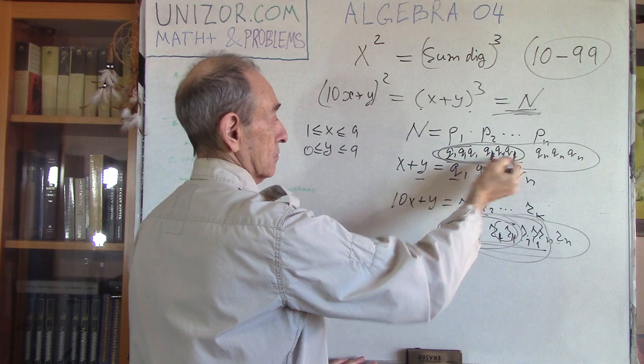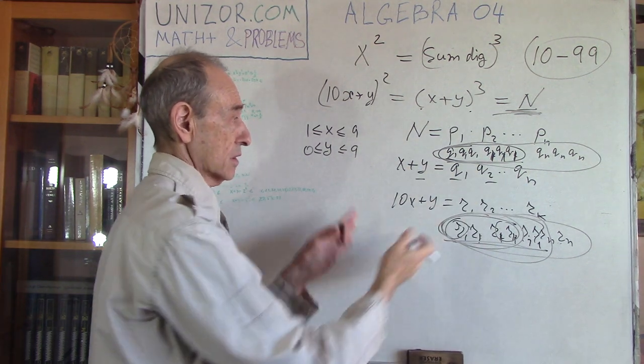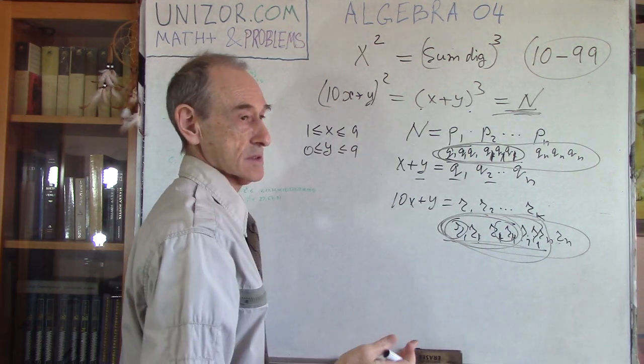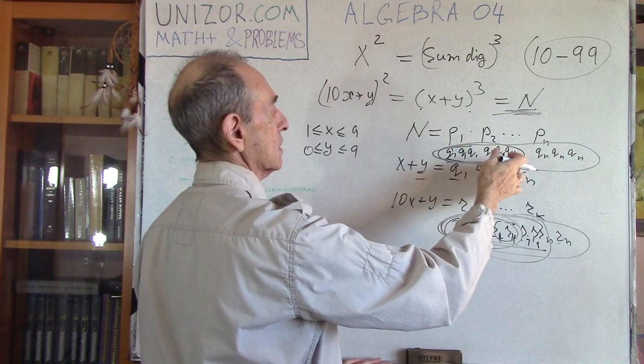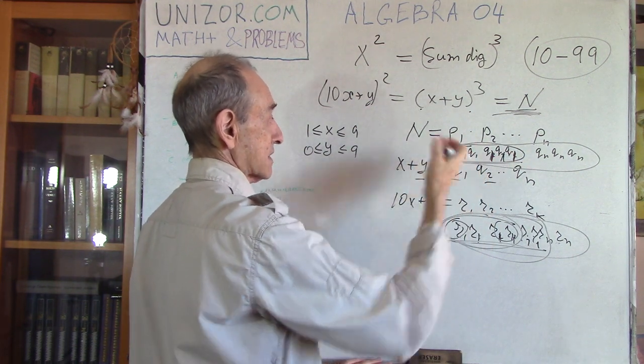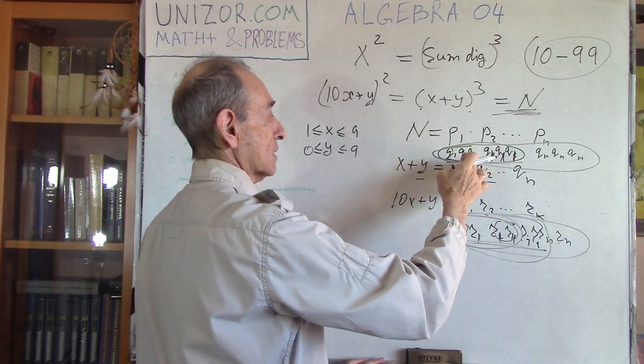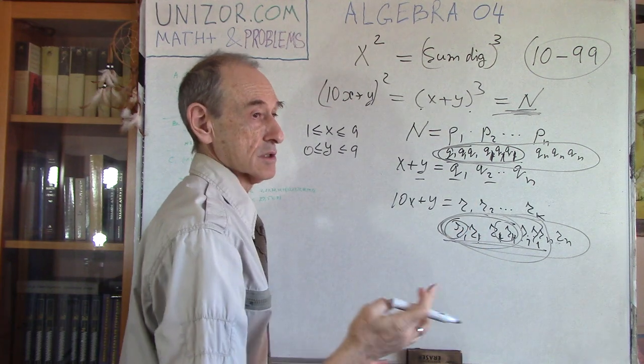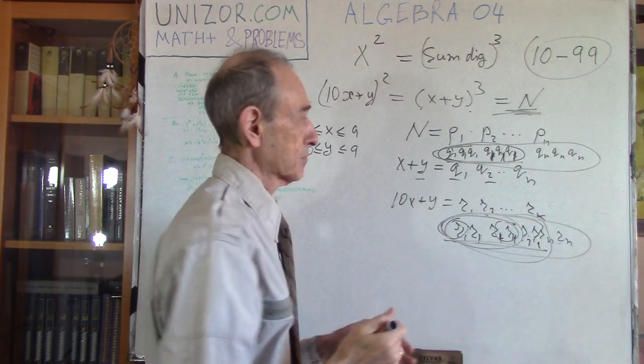Otherwise, you cannot really equalize them, because if some prime number is supposed to be there 3 times here, but only 2 times there, it must be exactly the same.